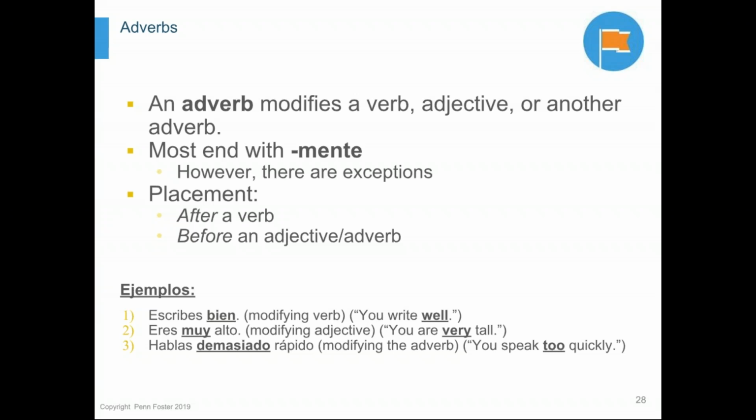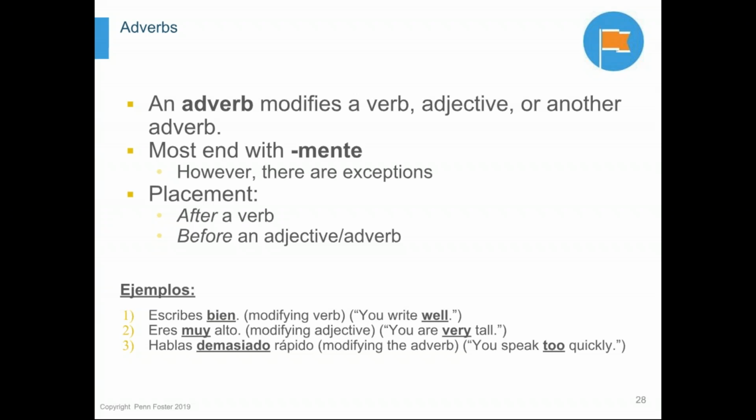All right, so to review what you probably already know about an adverb, it's the part of speech that modifies a verb, an adjective, or another adverb. Most of the Spanish adverbs end with mente. Not all, but most. Okay, and typically they're placed after a verb, which you can see in example 1 down below.